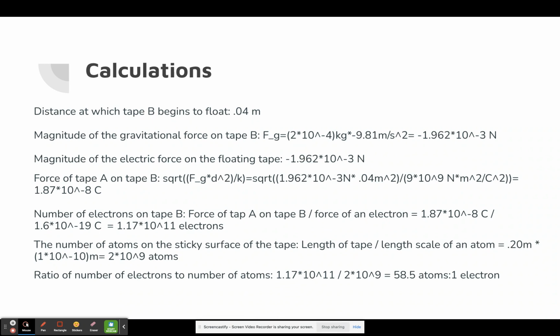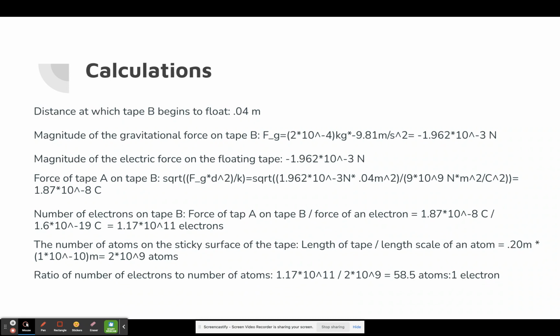From this, we're able to get the charge of tape A on tape B to be 1.87 times 10 to the negative 8 coulombs. Then we calculate the charge divided by the charge of an electron, and we were able to get the number of electrons to be 1.17 times 10 to the 11th electrons. For the number of atoms, from the length of the tape divided by the length scale of an atom, we got 2 times 10 to the 9th atoms.